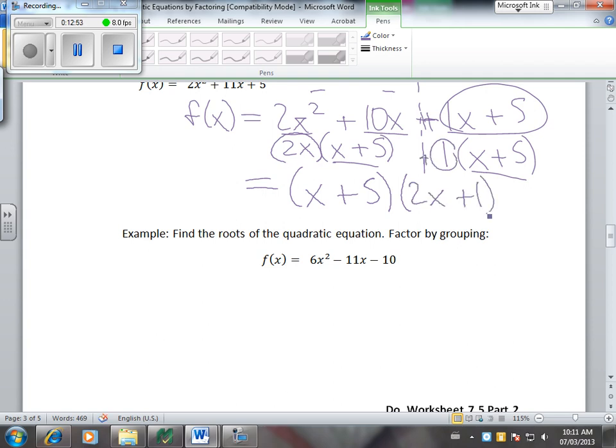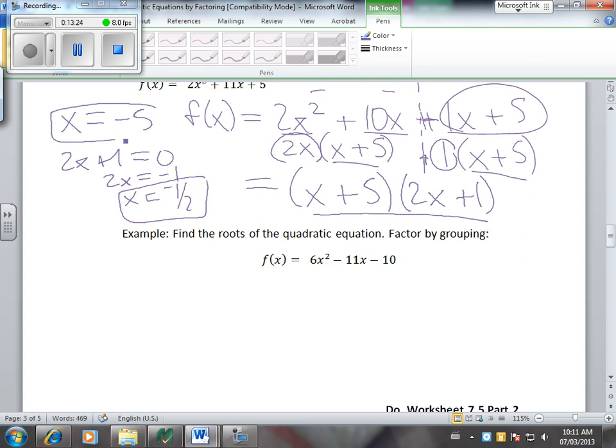Okay, now again, if you are unsure if that is the right factoring, please multiply this out, okay, expand it, and make sure that we end up getting 2x squared plus 11x plus 5. And then our roots will be x equals negative 5, and then if we go 2x plus 1 equals 0, 2x equals negative 1, x equals negative 1/2. So our roots are x equals negative 1/2 and x equals negative 5.